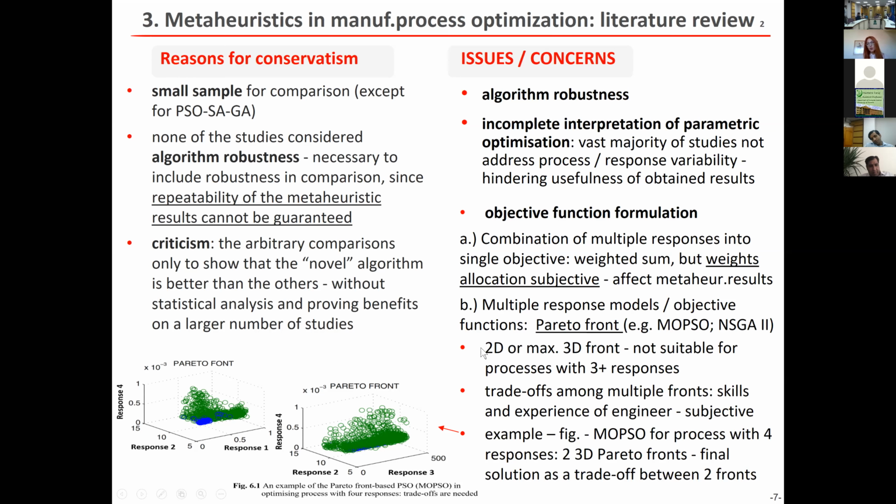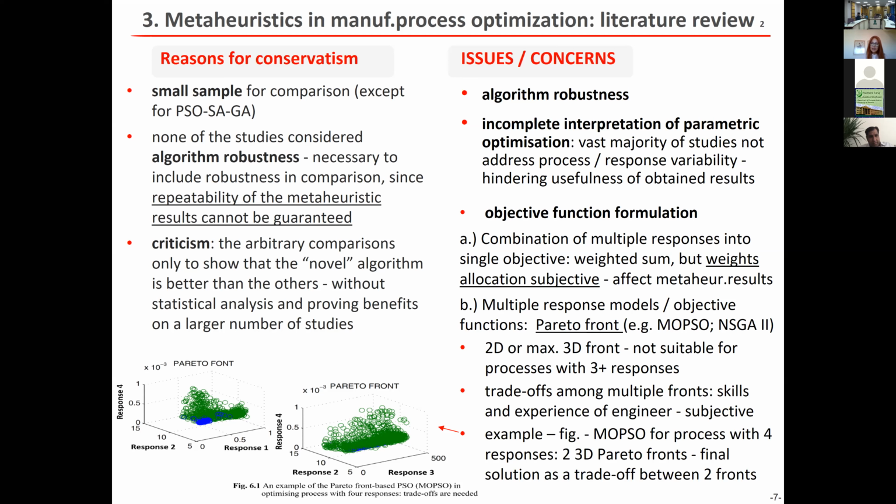A major issue with respect to meta-heuristics is the formation of the objective function, because we have multiple outputs. As I said, we call them responses in engineering. If you want to form one objective from those multiple objectives, then typically people use some weighting approach. They allocate weights to the several objectives in order to sum them into one objective. And those weights are typically subjectively assigned. That is a really big issue.